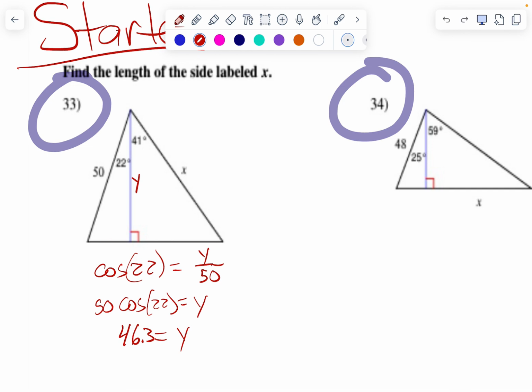All right, how do we get x from knowing that y is 46.3? Yep. So we just do it again. Cosine of 41 is 46.3 over x. So the ratio flips now because x is the hypotenuse. Okay. Multiply by x over 1. Then divide by cosine of 41.